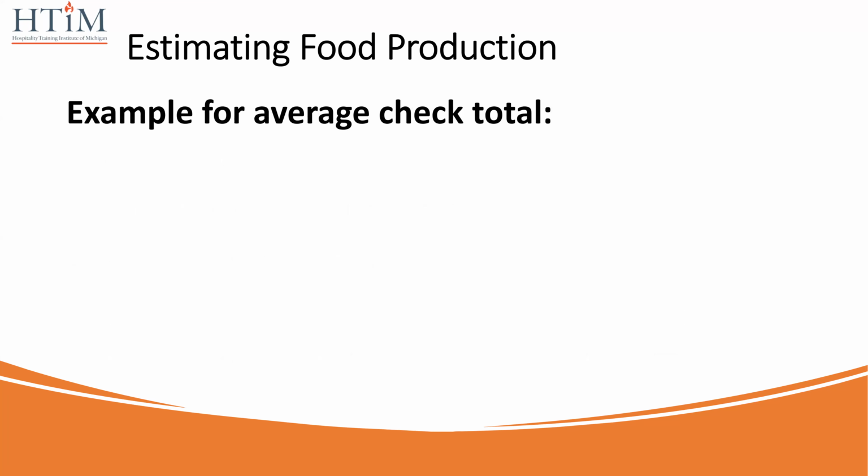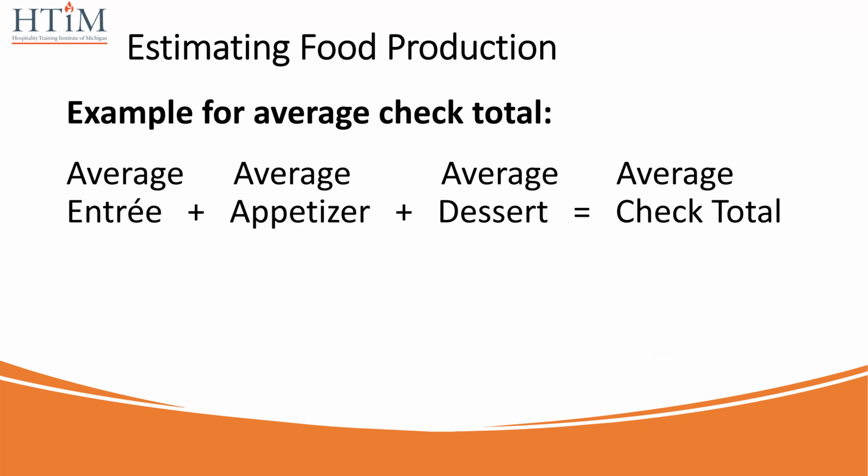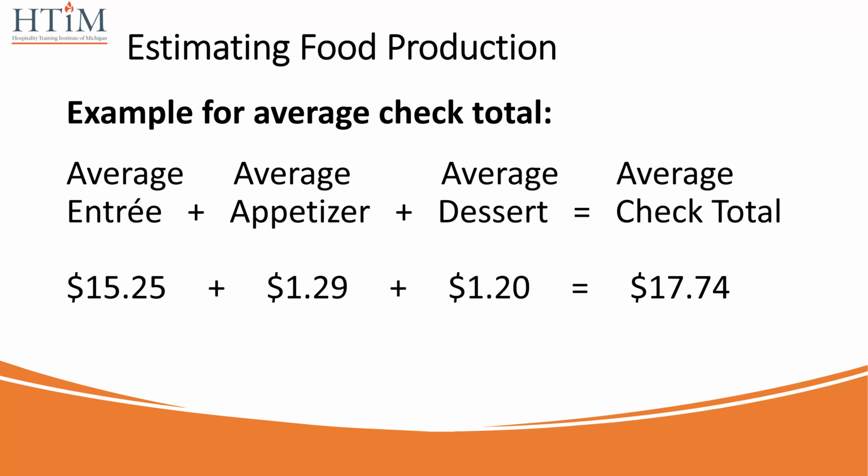So we're going to put all those together. We're going to add them all up. $15.25 for the entree, $1.29 for the appetizer, $1.20 for the average dessert. We get an average check total of $17.74. What's this missing? What's this missing, folks? The drink. The drinks, right? Your beverages.